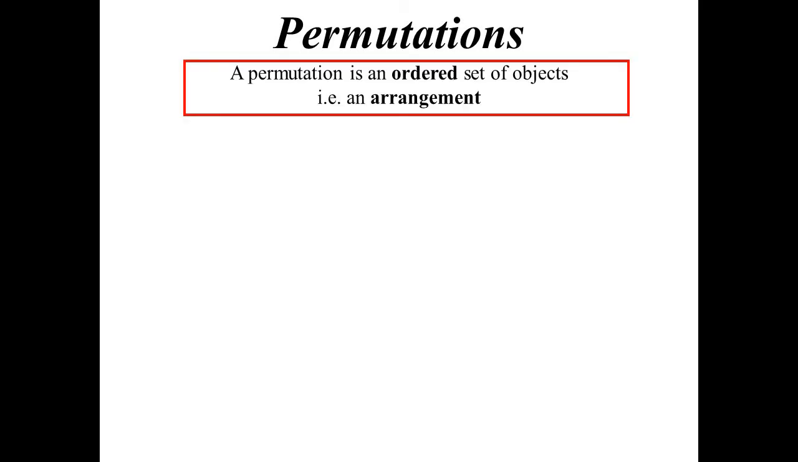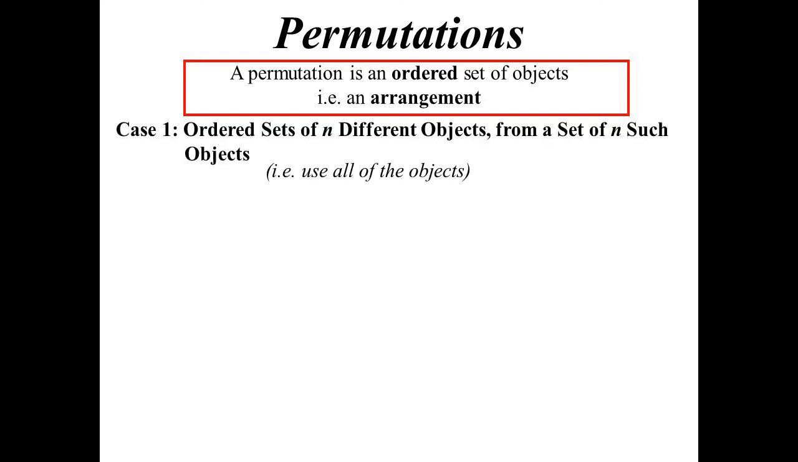Let's now talk about the specific type of situation that we call permutations. So a permutation is when our objects are ordered. So it's an arrangement, if you like. So there's a specific order to the objects. Let's look at some cases. I've got n different objects and I'm going to arrange them all. That's what they're basically saying. So I'm going to order n different objects from a group of n different objects. I'm going to use all the objects. So everything's going to be used.